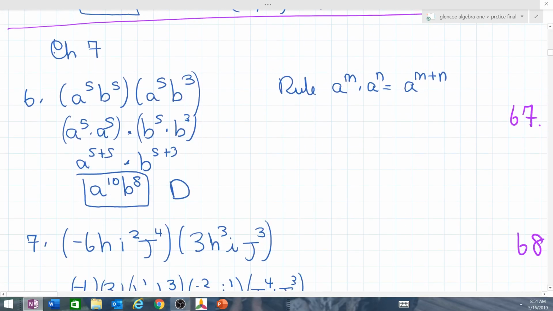I know we spent time yesterday on exponent rules. Does anybody need number 6 or number 7?